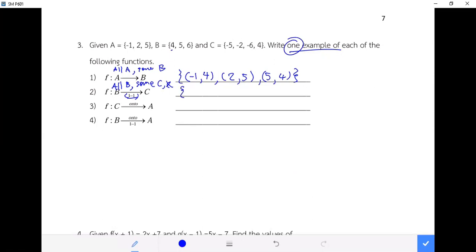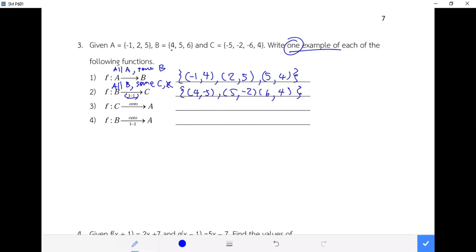So you have to use all the B. So B 4, 5, 6. You may go like this: 4, 5, 6. You want it to be 1 to 1, so you don't want your C to be repeated. So maybe you can go for -5. You don't like -2. Okay, you don't like -6. So you can skip to 4, something like this. You see, right? I use all the B. I use some of C, and my C doesn't have any repeated members.